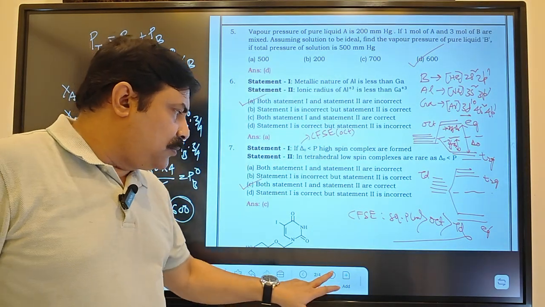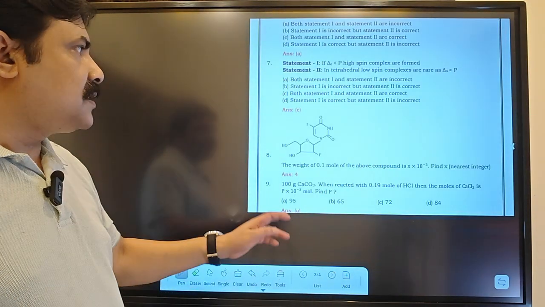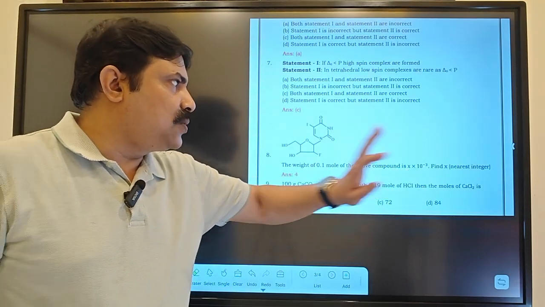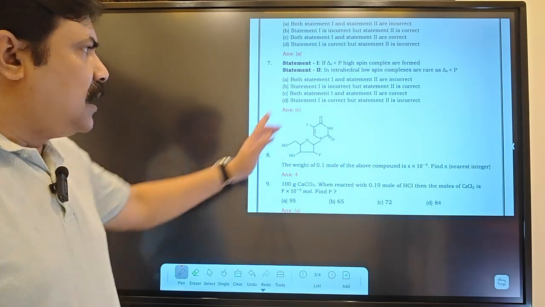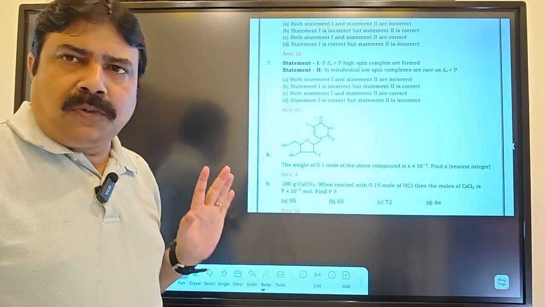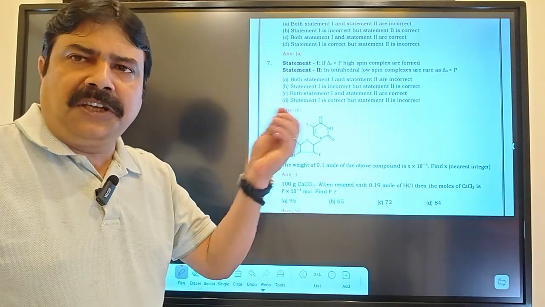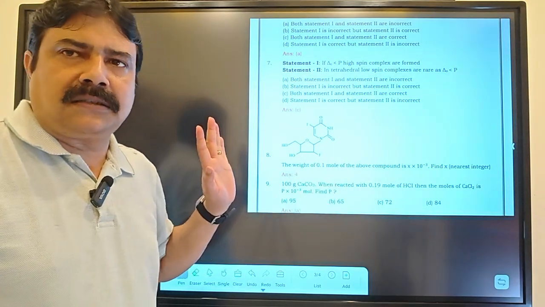So now we are moving to the next question. In the next question they are asking: the weight of 0.1 mole of the above compound is x into 10 power of 3. Find the value of x. It's very simple. You only add up the molar mass and find it out. Molar mass means 1 mole of substance, and 0.1 mole means whatever the molar mass is, divided by 10. You have to take it in that form, and you will get your answer.